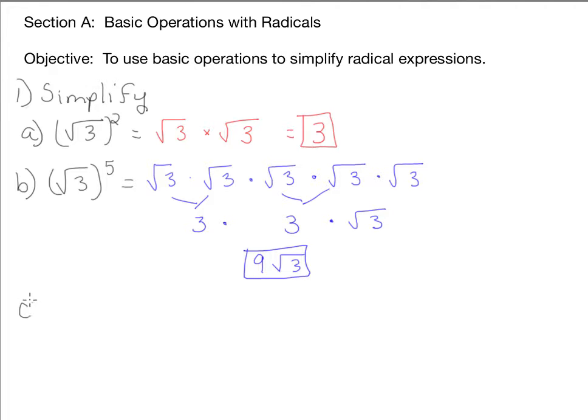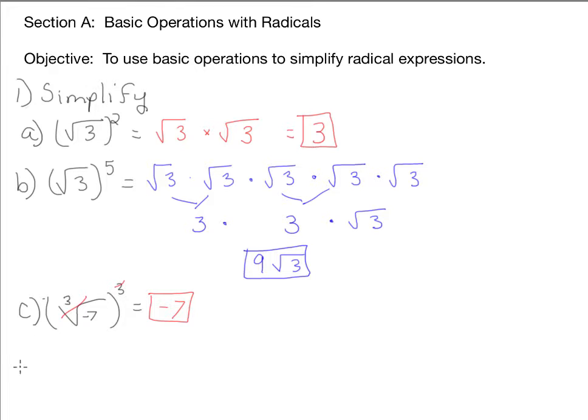Let's look at example C. We have the cube root of negative 7 quantity cubed. And by our definition of cube roots, this should equal negative 7.